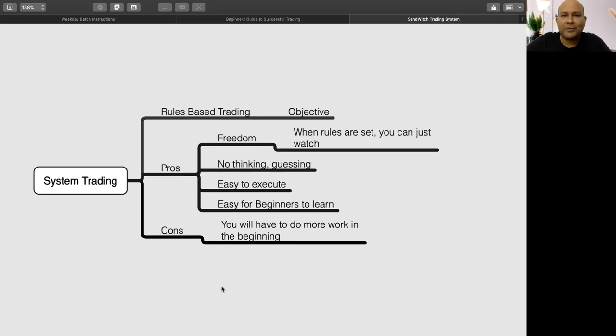Are we good so far? Type good in the comment box. Are we good so far? Good. Type good in the comment box. I've already started recording, Shrikant. Thanks a lot. All right.